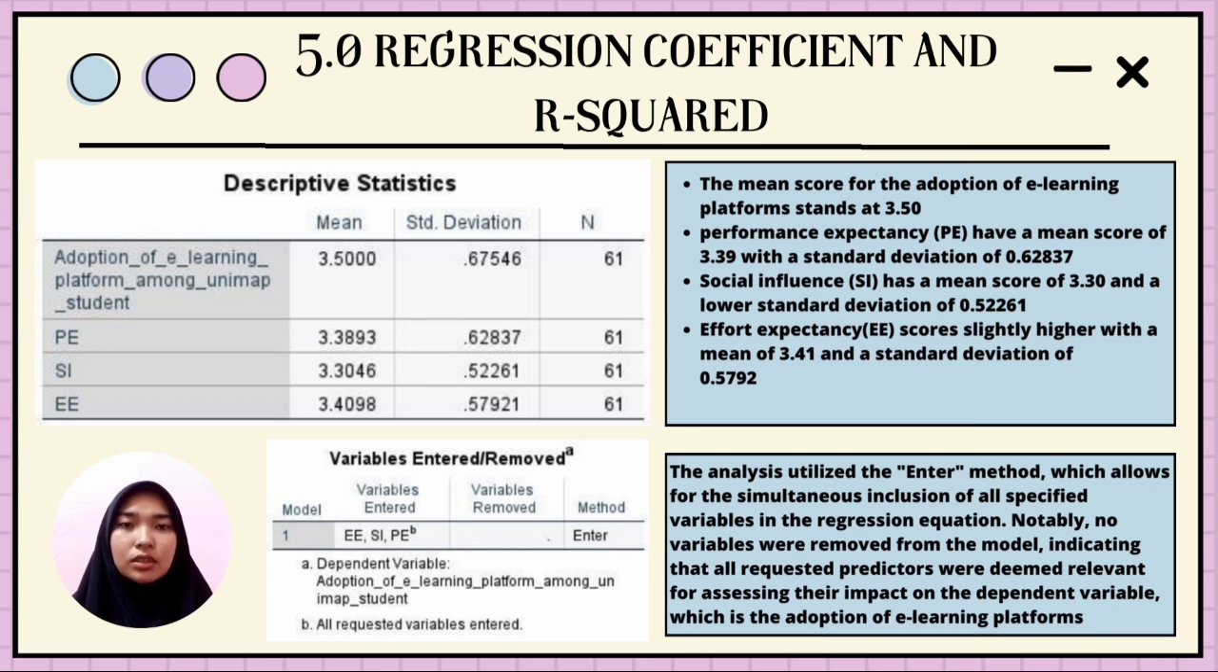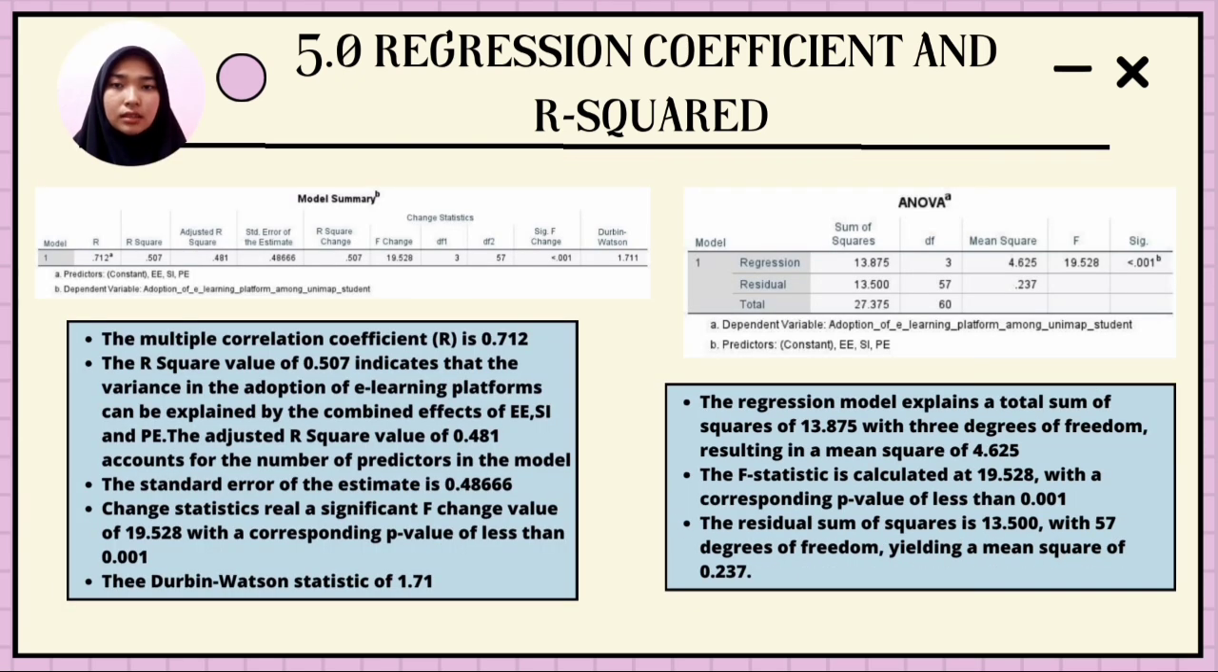Based on the data, the mean score for the adoption of e-learning platform stands at 3.50. Performance expectancy has a mean score of 3.39 with a standard deviation of 0.62837. Meanwhile, social influence has a mean score of 3.30 and a lower standard deviation of 0.52281. And the last one is effort expectancy, scoring slightly higher with a mean of 3.41 and a standard deviation of 0.5792. Based on the model summary data, the multiple correlation coefficient is 0.712.